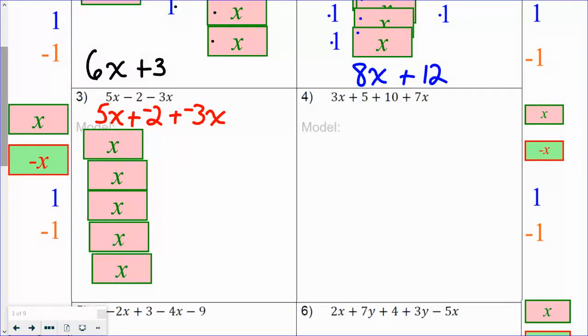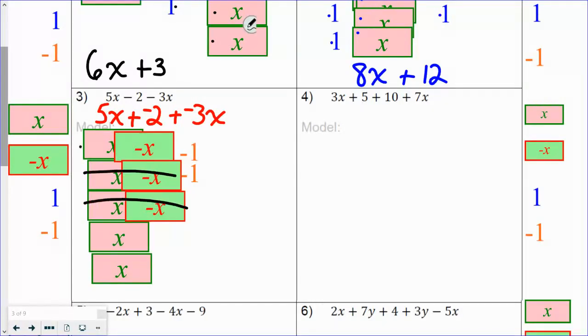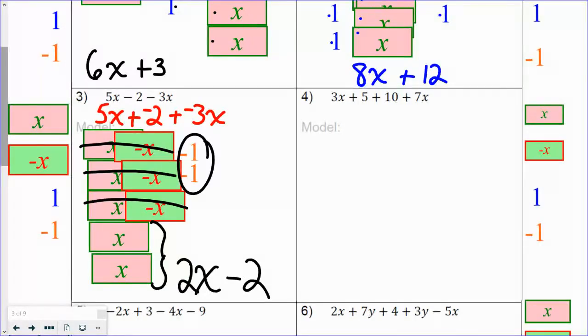Then it tells me I have 2 negatives. But then my next one is a negative 3x. So now when I drag over my negative 3x, I'm actually going to put them by this one because those are 0 pairs. So we actually are going to cancel each other out. Now when I go and write my new expression, I have these x's, which is 2x, and then I only have my 2 negative 1. Okay, so that is how we can take this and break it down.